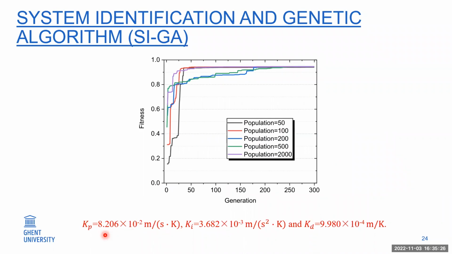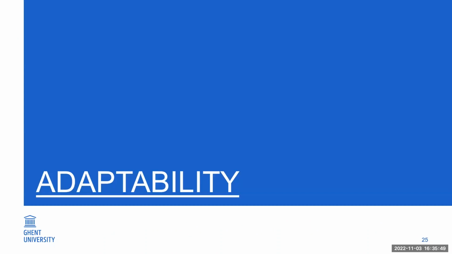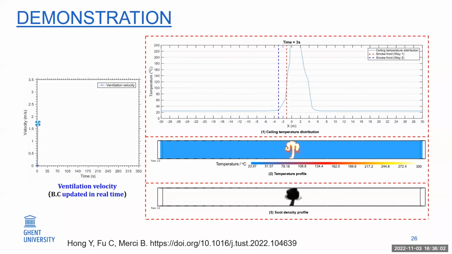We can see KP is also in the order of 10 to the minus 2, and KI is also in the order of 10 to the minus 3, and KD is close to 0. It's very close to the previous estimation. So after the stability test and the parameter estimation, next we turn to test the adaptability of this proposed method.